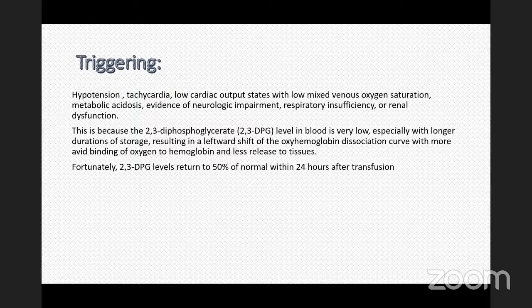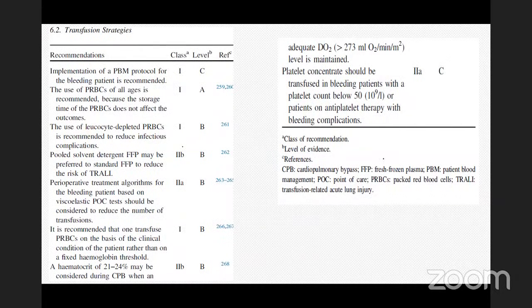The level of 2,3-DPG in stored blood is very low, especially with longer duration of storage, resulting in a leftward shift of the oxyhemoglobin dissociation curve with more avid binding of oxygen to hemoglobin and less release to the tissue. Fortunately, the 2,3-DPG levels return to 50% of normal within 24 hours after transfusion. This is important and I wanted to mention it.